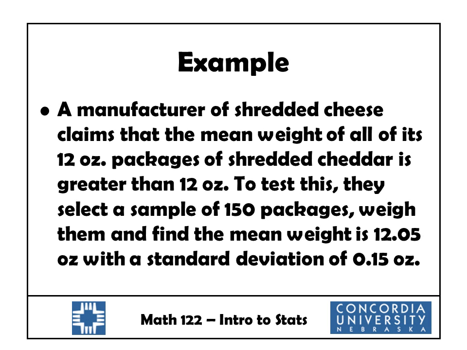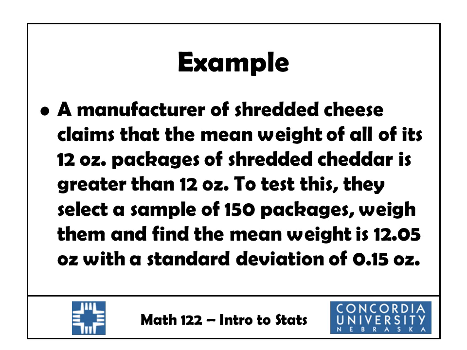To illustrate this process, let's look at this example. A manufacturer of shredded cheese claims that the mean weight of all of its 12-ounce packages of shredded cheddar is greater than 12 ounces. To test this, they select a sample of 150 packages, weigh them, and find the mean weight as 12.05 ounces with a standard deviation of 0.15 ounces.